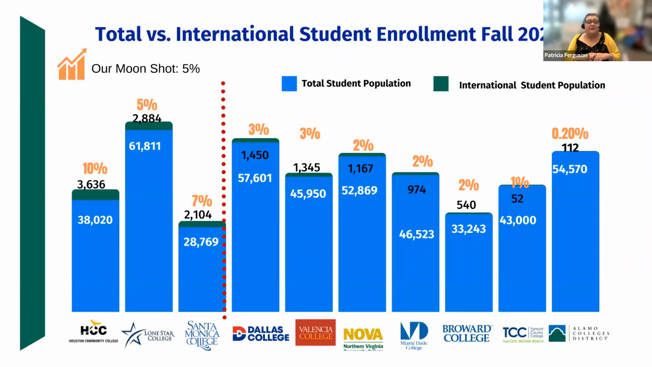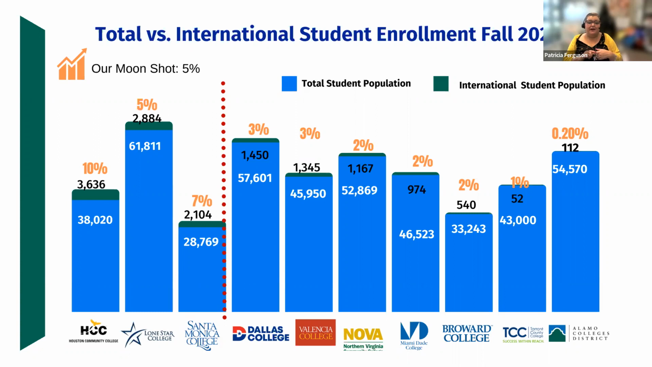Okay, so one of the things we did is we really started thinking, what is our moonshot? Where do we want to be in 5, 6, 10 years? And we developed our moonshot, which is that we want 5% of our student body to be international students. Right now, well, in 2020, we were at 0.20%. We have not moved that much.